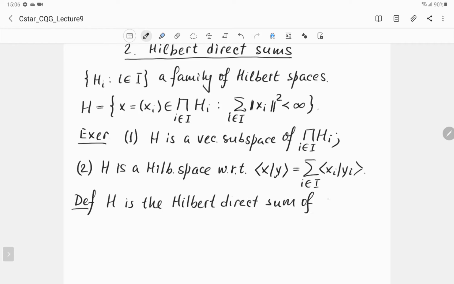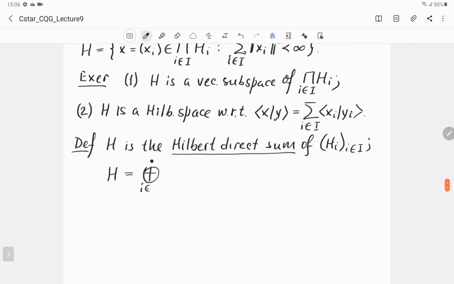Of our family. And it is denoted by the following symbol. In order to distinguish between algebraic direct sums and Hilbert direct sums, I put the dot here over the direct sum sign.